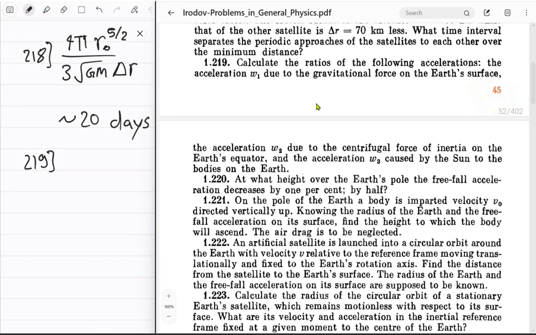But why do you want me to calculate this thing? An acceleration Ws caused by the sun to the bodies on Earth. Does that make sense? What? Ws is the acceleration caused by the sun to the bodies on Earth. Isn't that just the acceleration of the Earth? Because with respect to Earth, both have almost the same acceleration, right? So with respect to Earth, that acceleration is just 0. And with respect to Sun, this acceleration is the acceleration of Earth. So, what is this? I don't understand. In what frame do you want this acceleration?